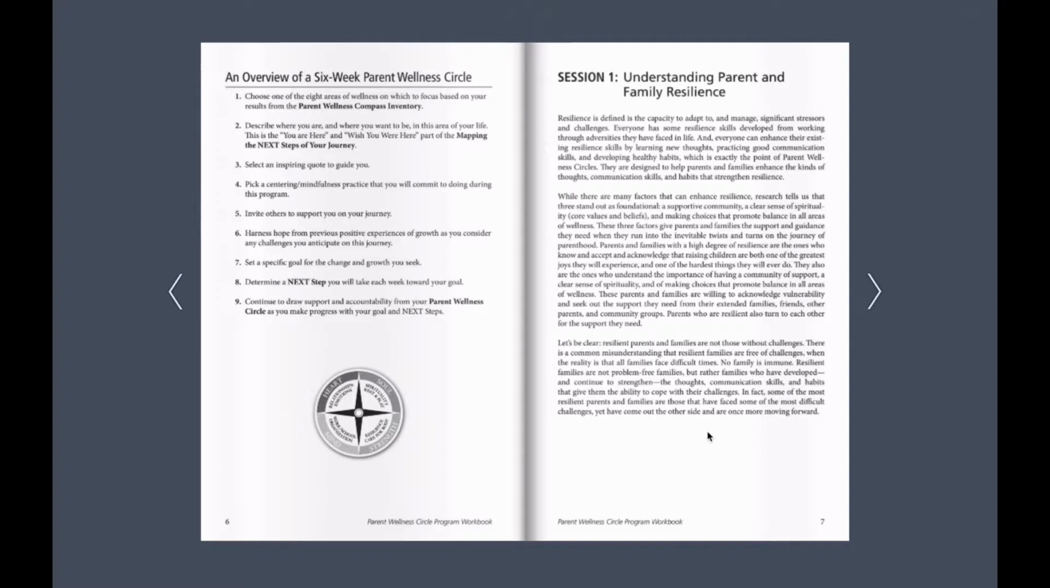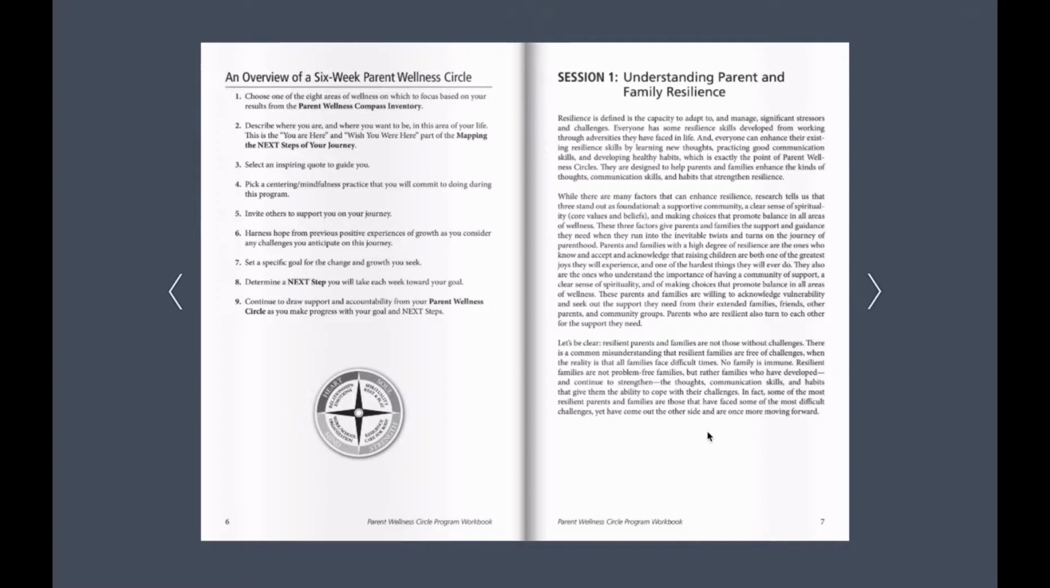One thing that we want to also point out to them is that resilient families are not families with no problems. Every family has some problems. I don't care who you are, where you live, whatever. You are going to have problems. That's just what life is like.